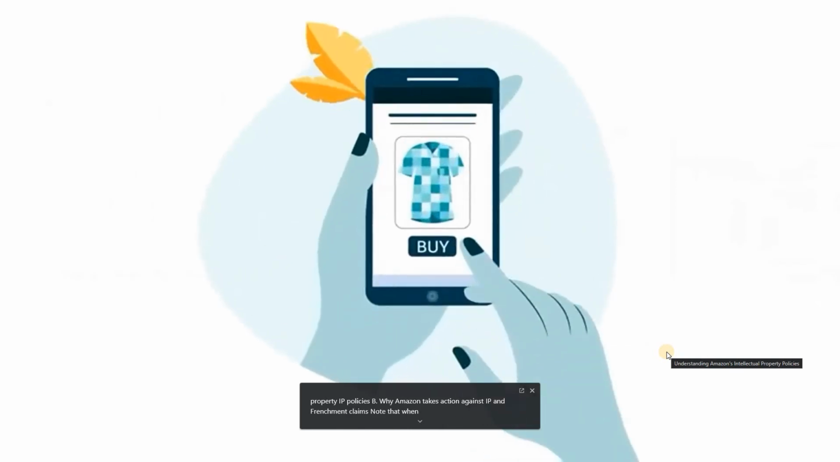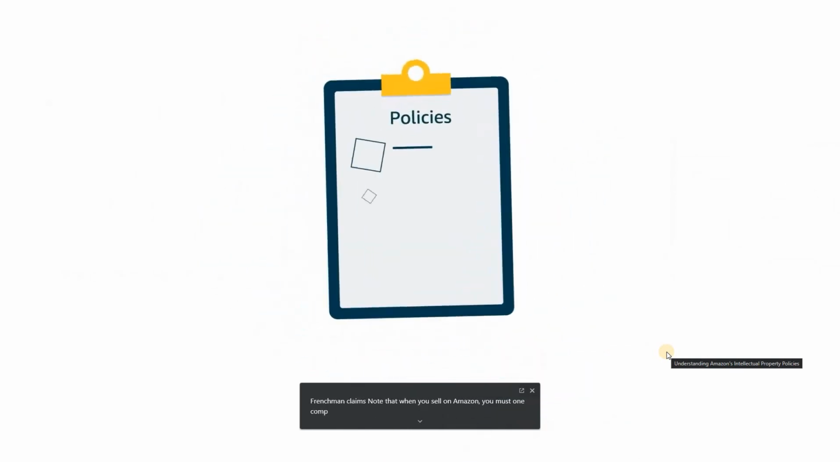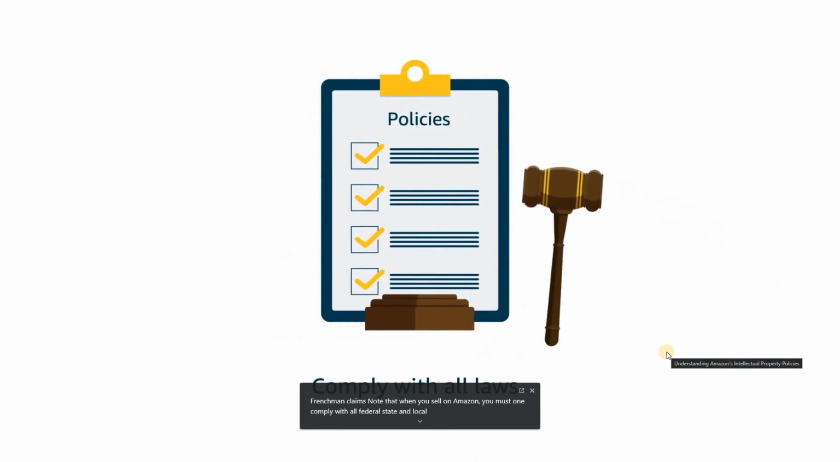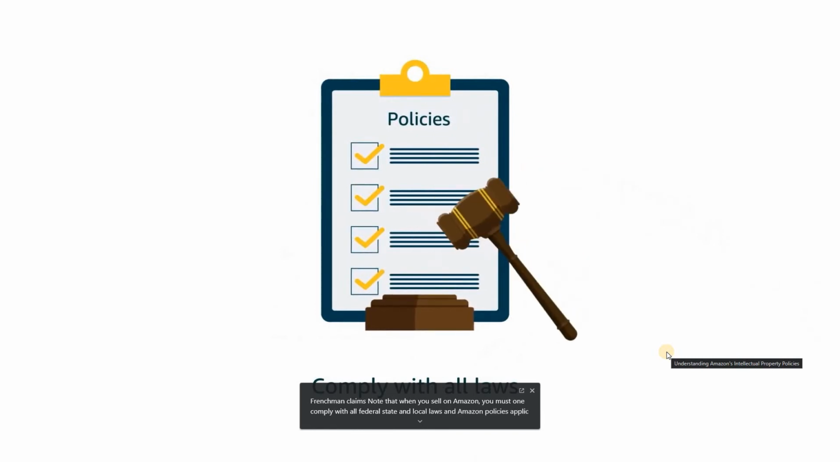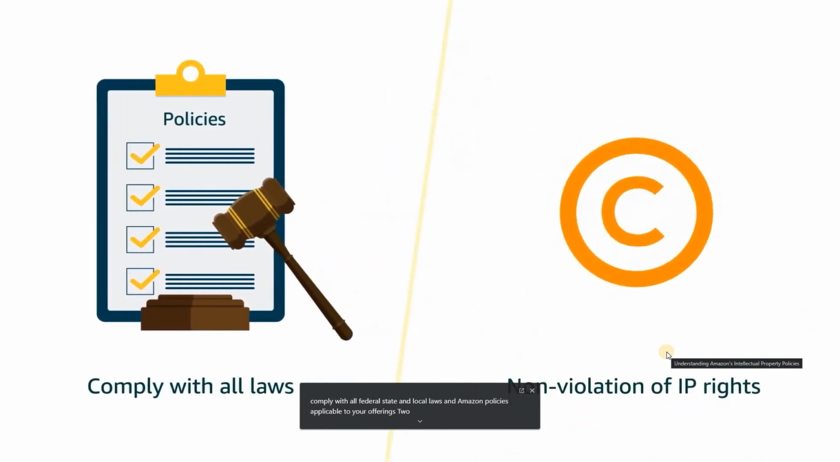Note that when you sell on Amazon, you must 1. Comply with all federal, state, and local laws and Amazon policies applicable to your offerings. 2. Not violate IP rights of brands and other rights owners.